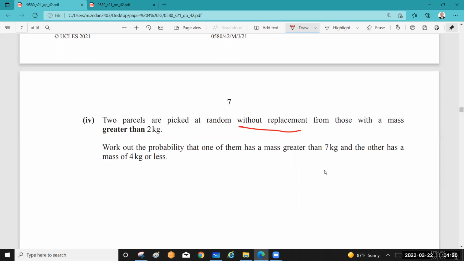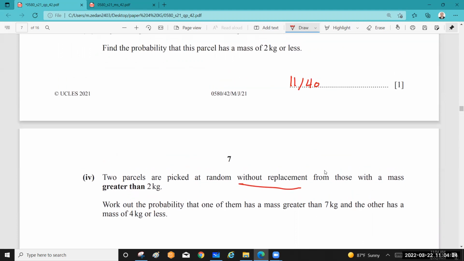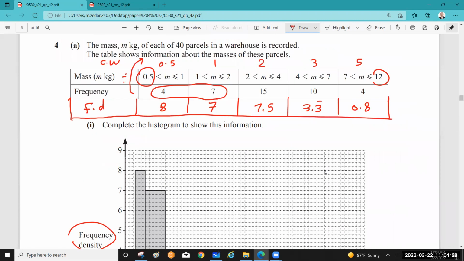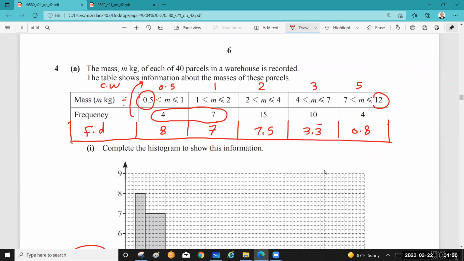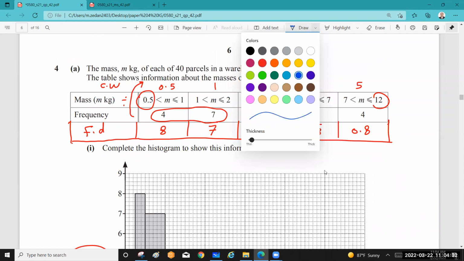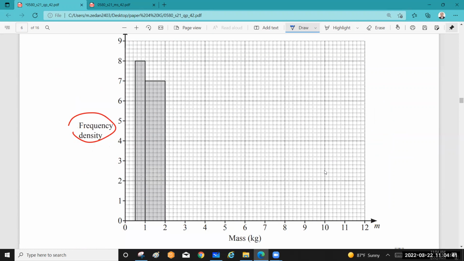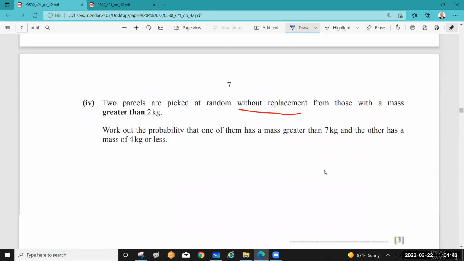First of all, you have to find the total number of masses greater than 2. The number smaller than 2 was 11, and this is the left number from 40. Here, greater than 2, these 3 sets together, the sum of the frequency is 14. Look, 15, 10, and 4. The sum is 29. So you will divide by 29 here.